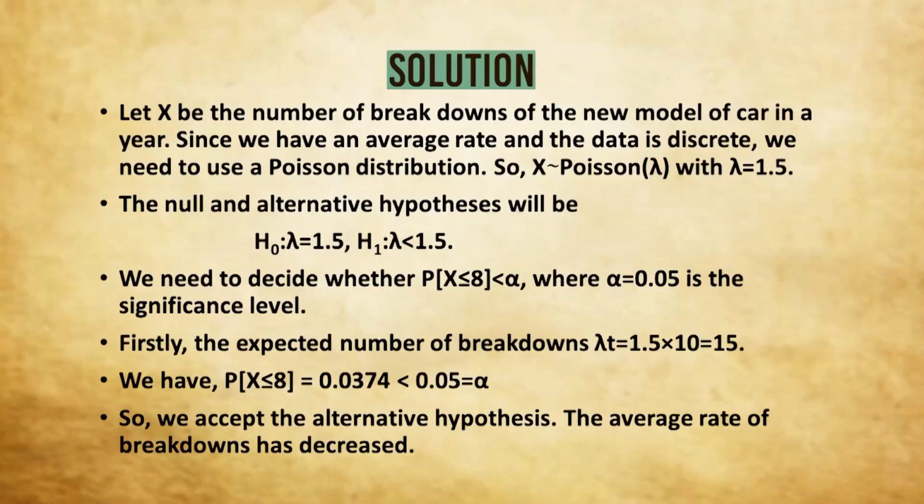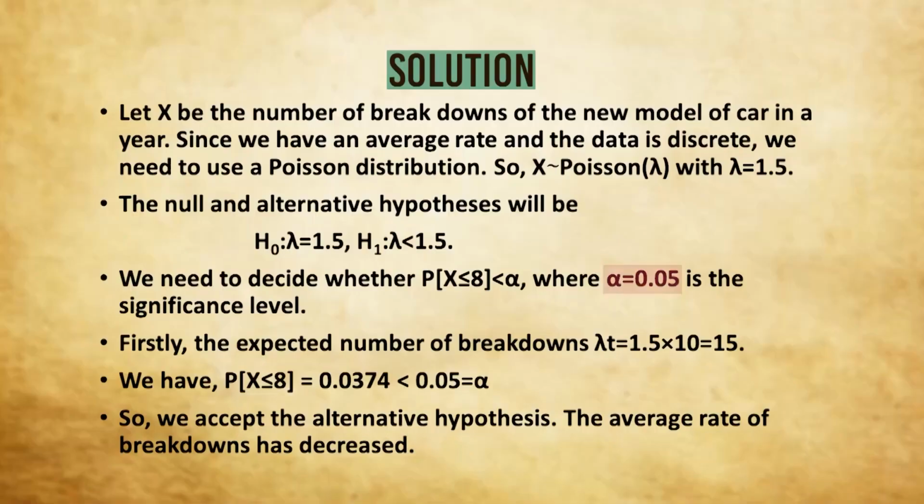We need to decide whether probability X less than or equal to 8 is less than alpha, because here probability X less than or equal to 8 is nothing but the p-value of the test, with alpha 0.05. So lambda t will be 1.5 into 10, because 10 cars were there, that is 15. And the p-value comes out to be 0.0374. That means the p-value is less than the level of significance. So we accept the alternative hypothesis that the average rate of breakdowns has decreased.